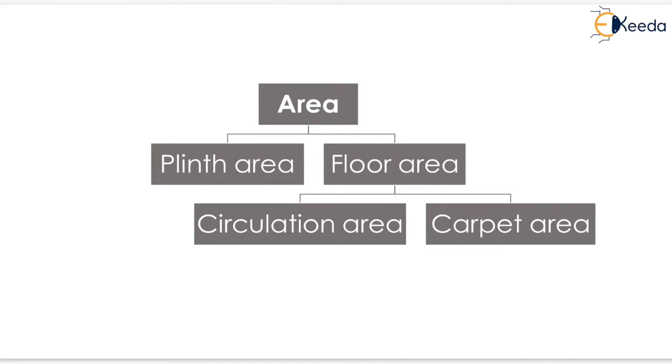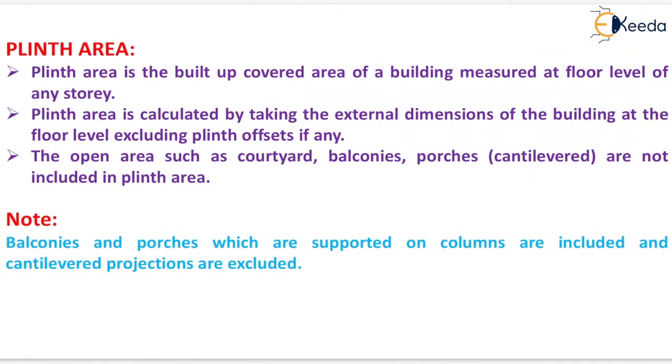Now we had divided the area into two types. The first one is plinth area and the next one is floor area. And we had further subdivided the floor area into two types, that is circulation area and the carpet area. Now what do you mean by plinth area?